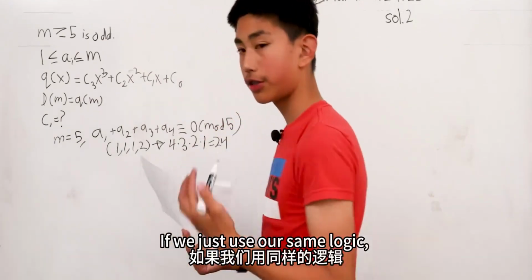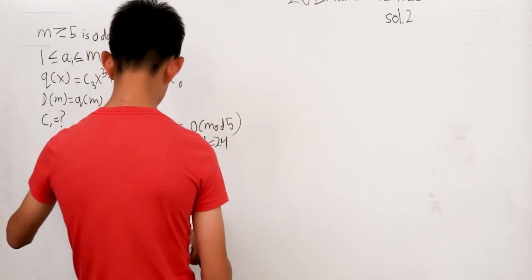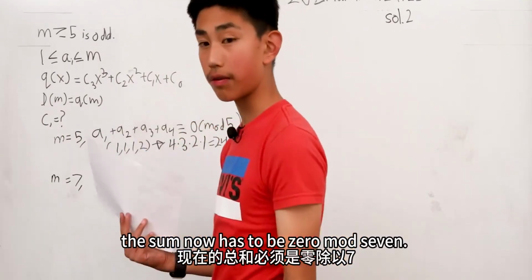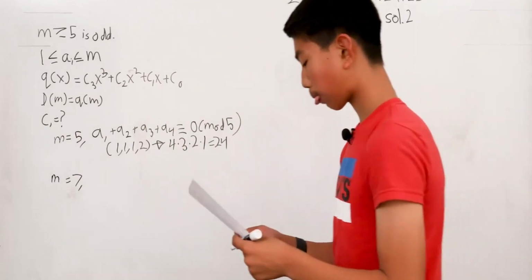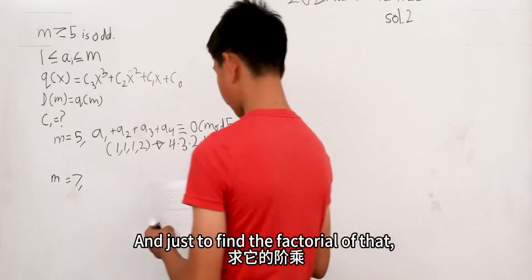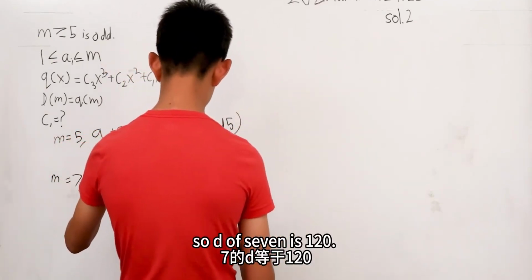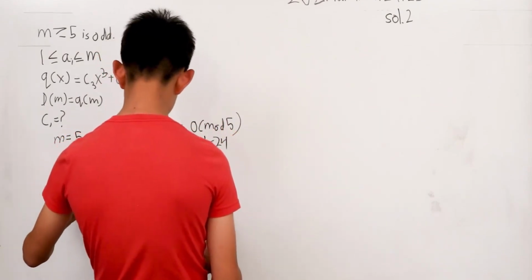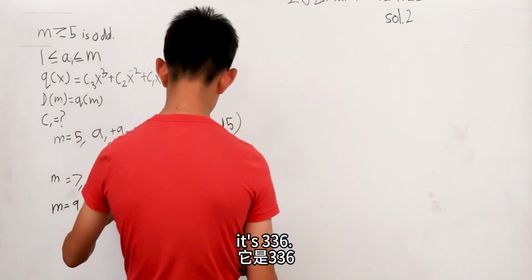So if we just use our same logic, the next odd number for m is 7. The sum now has to be 0 mod 7. So you can just try and list it out and find the factorial of that. So d of 7 is 120. Now when m is 9, d of 9 is 336.